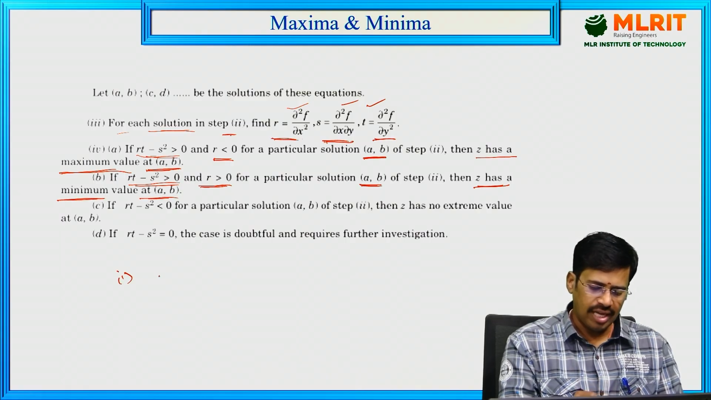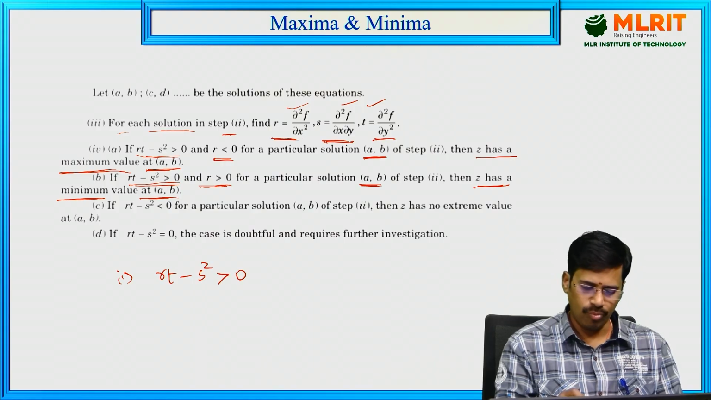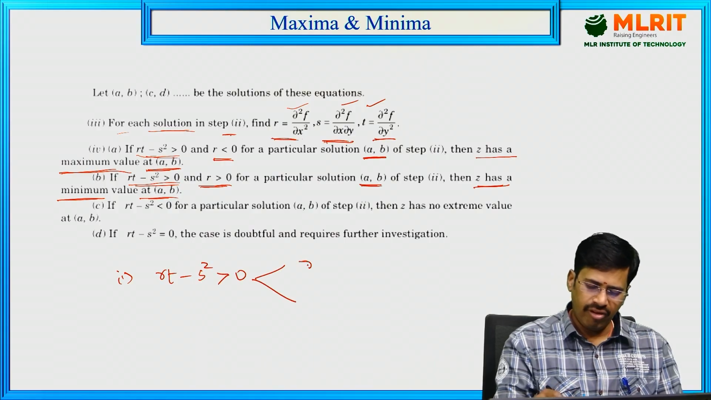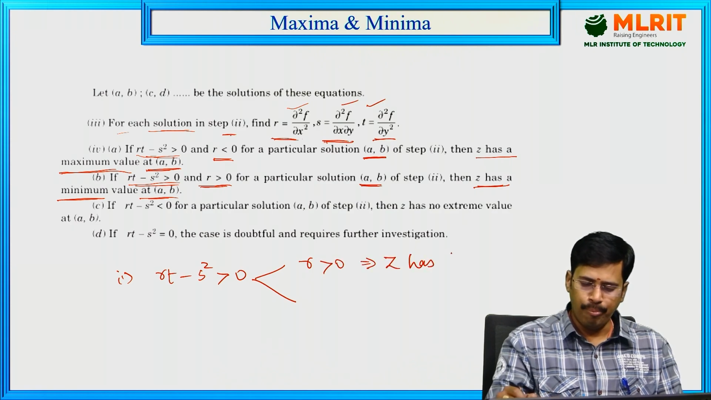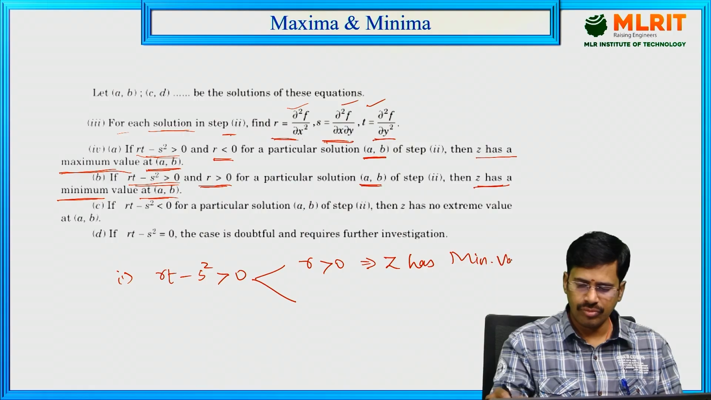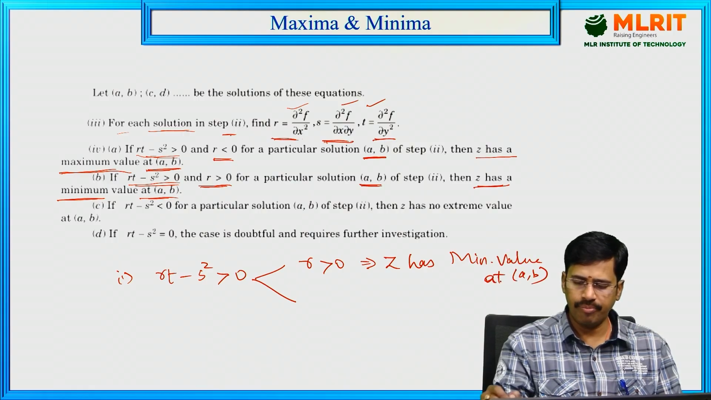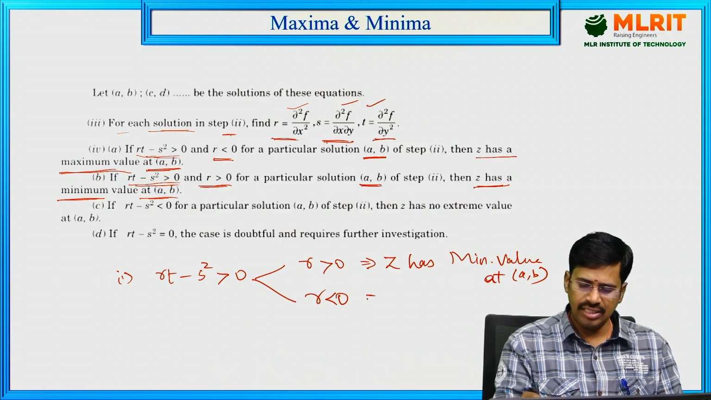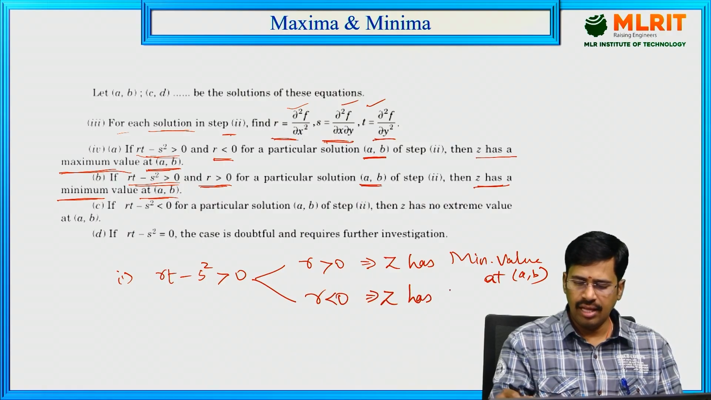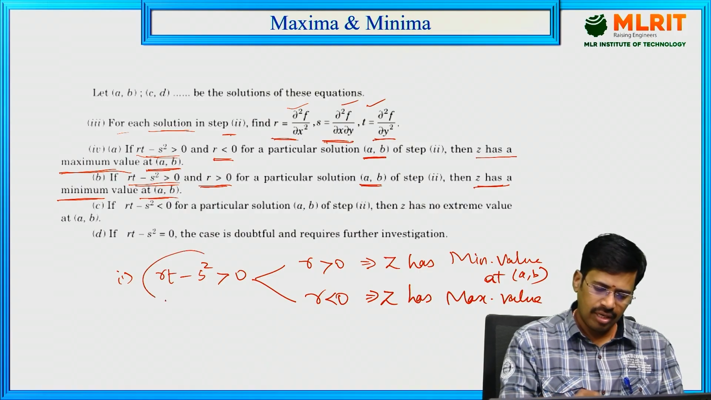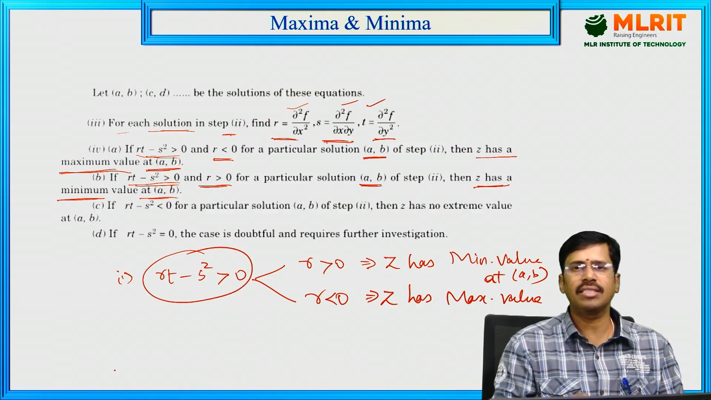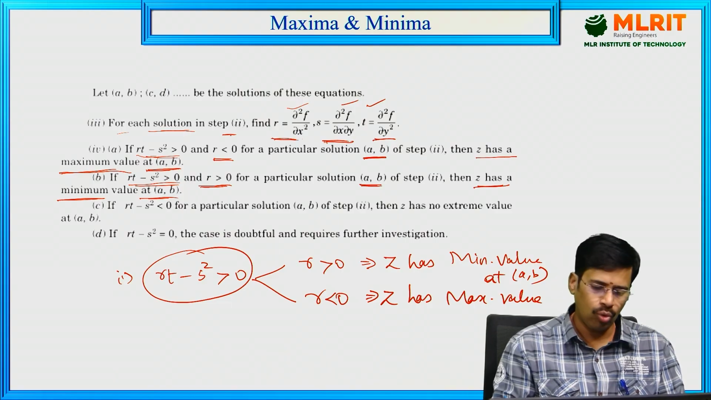So for either maximum or minimum, rt minus s square should be greater than 0. If r is also greater than 0, the function has minimum value at that particular point, whichever point you substitute. And if r is less than 0, then z has maximum value. To get maximum or minimum, compulsorily this value rt minus s square should be greater than 0.